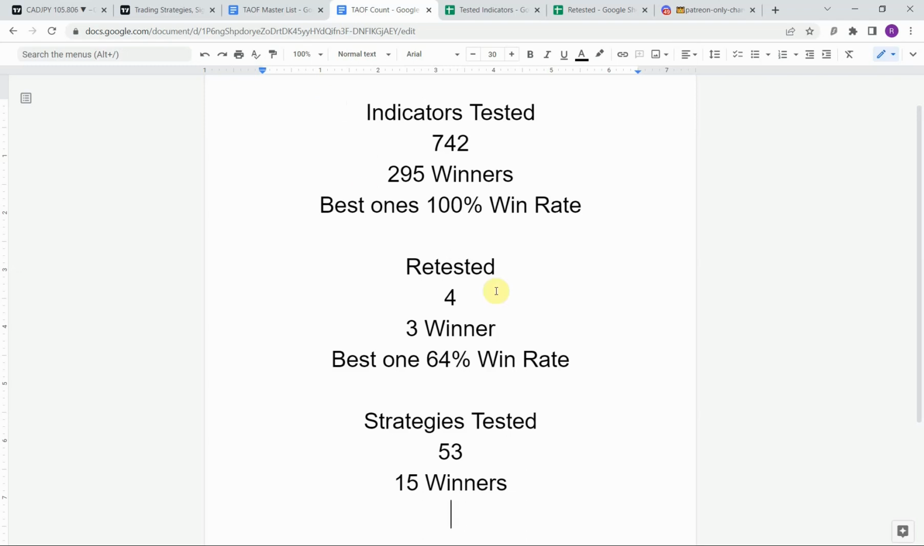We've also retested or advanced tested 4 indicators at this point, with 3 of them being winners. The best one so far was able to maintain a 64% win rate. And keep in mind that we test most of these strategies and indicators on the Forex market, but they can be applied to just about any market universally.